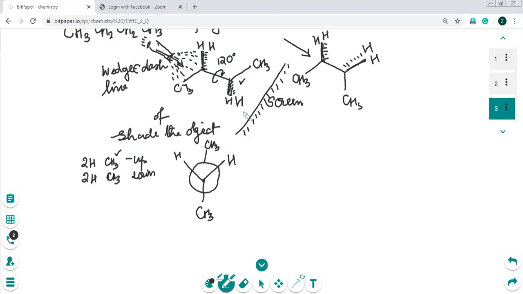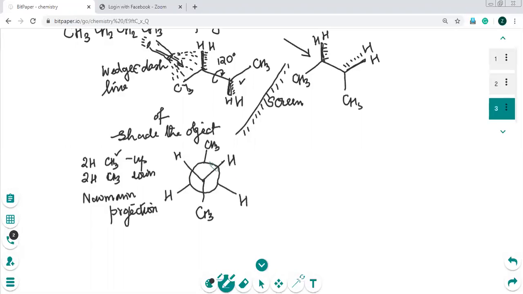And what about these two hydrogens? One hydrogen is on your right and the other hydrogen on your left. So this is what is called a Newman projection. This way of drawing is known as Newman projection.